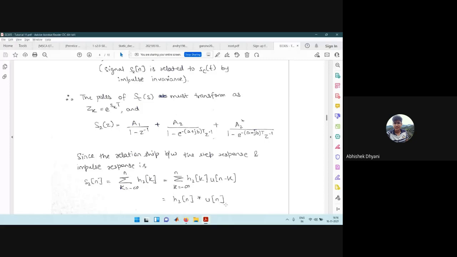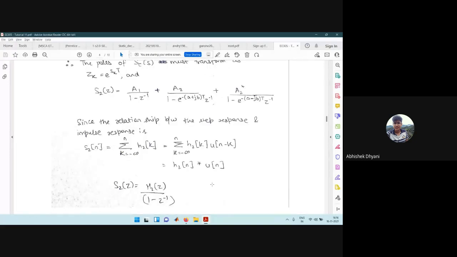So the convolution of both of them will give me the step response. Using this observation, we can take the Z transform of this expression s2[n] is equal to h2[n] convolution with u[n]. That will give me S2(z), and on the right hand side I will get this term, right? So this is the relation between S2(z) and H2(z). I was interested in finding out H2(z), and I already have S2(z). So I can just say that H2(z) is this term.